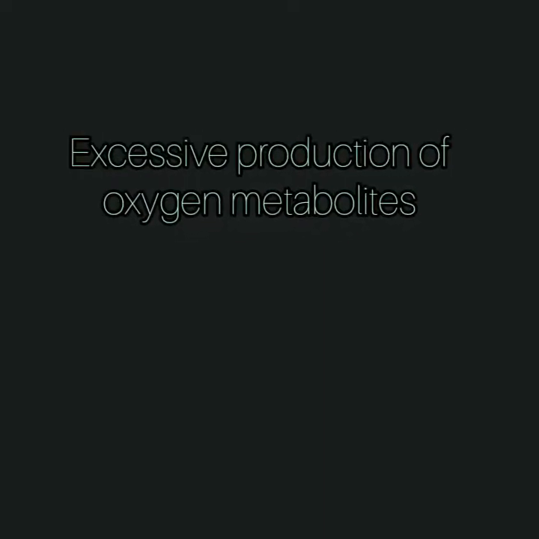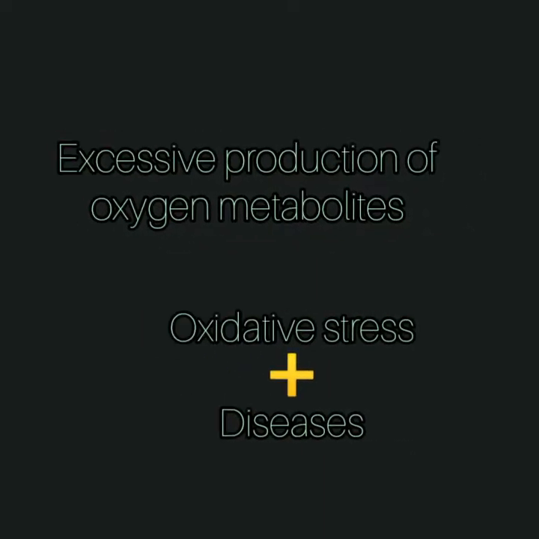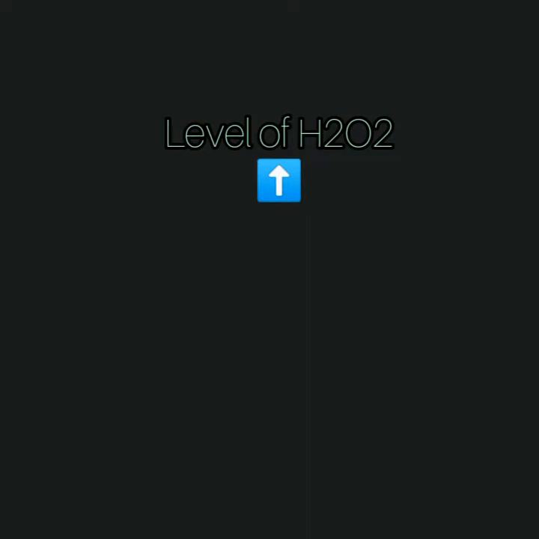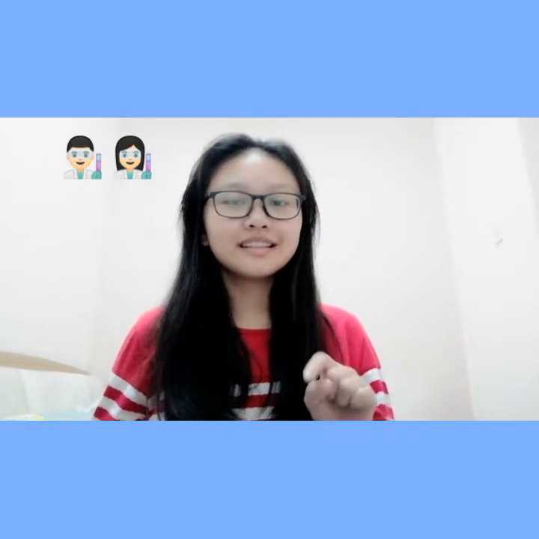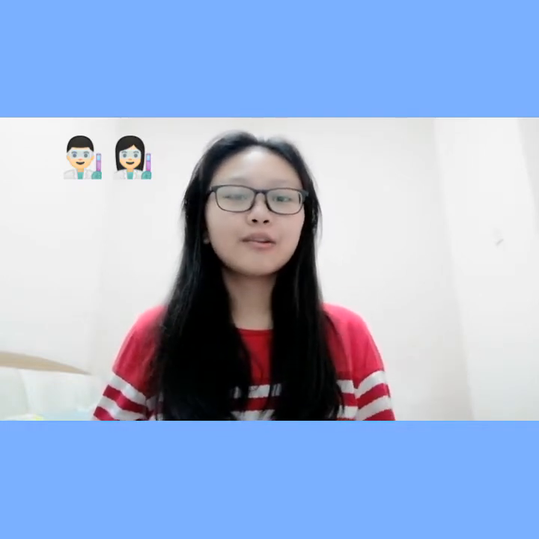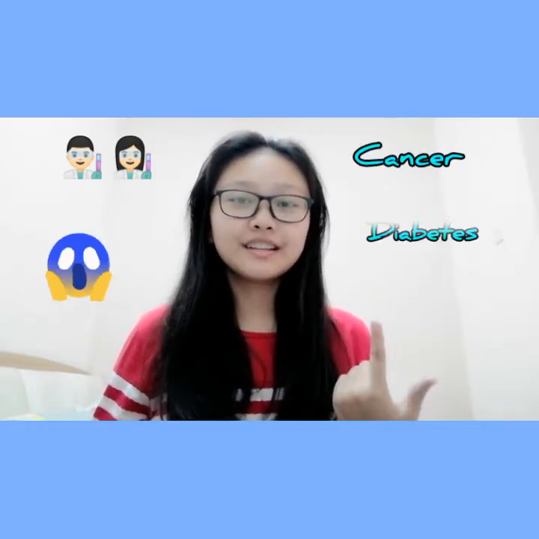Why is H2O2 dangerous to our body cells? This is because it is an excessive production of oxygen metabolites, which leads to oxidative stress and diseases. Now, if the level of H2O2 becomes too high, the cell's DNA and other proteins can be damaged. Scientists suspect that this and similar processes are what leads to cancer, diabetes, and many more diseases. Now that I've explained about catalase and hydrogen peroxide, let's get started with our experiment.